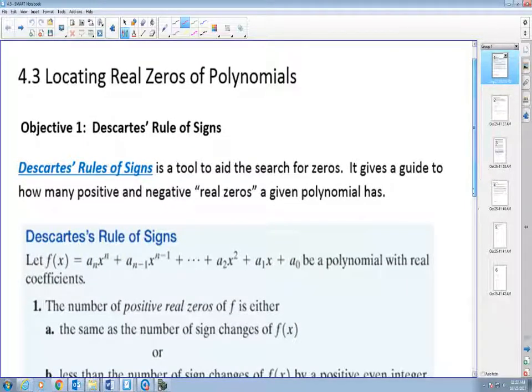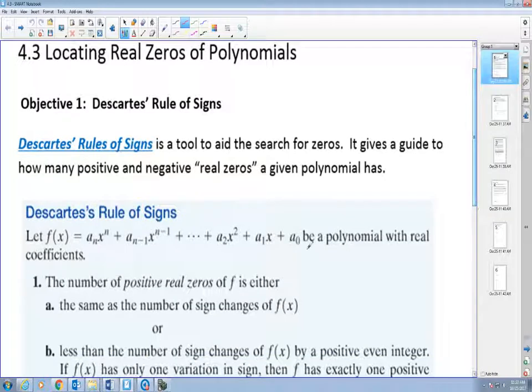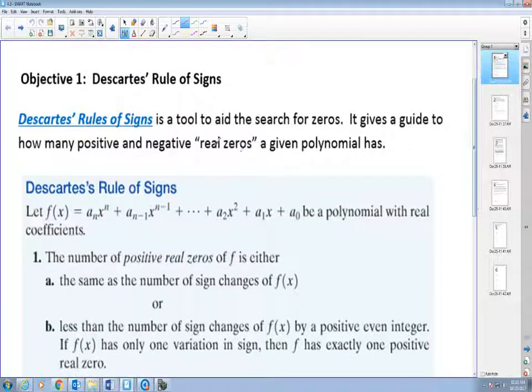This is basically what mathematicians did back in the day when there was no graphing calculator. The rule of signs is actually a tool to aid the search for the zeros. It gives a guide to how many positive and negative real zeros a given polynomial has. Okay, real zeros.